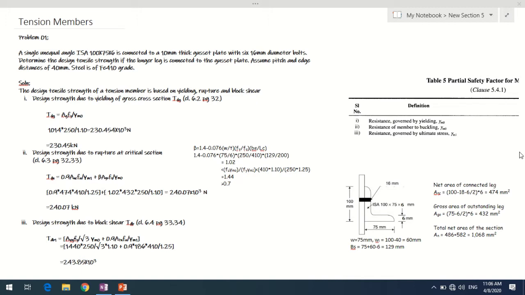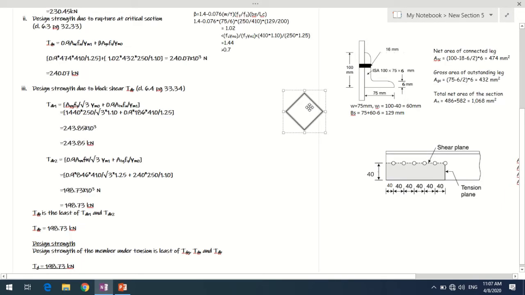So LC is the length of the connection, that is the distance from the first bolt up to the last bolt in the connection. In this we have 6 bolts provided in the connection. So from those 6 bolts, we come across 5 pitch distances. So LC will be 5 into 40 mm, which will be 200 mm over here. That will be the value of LC.